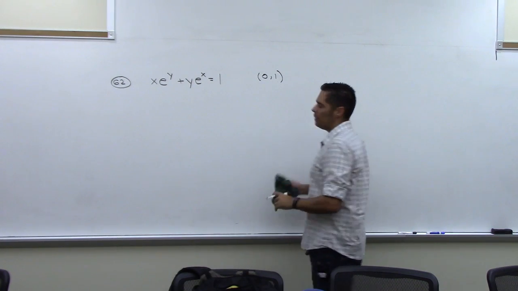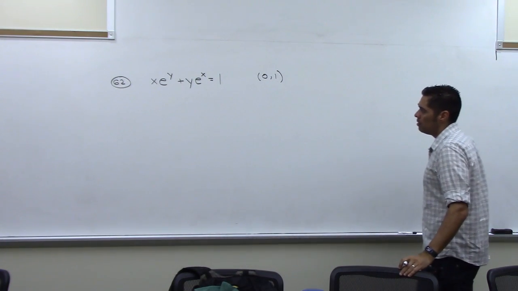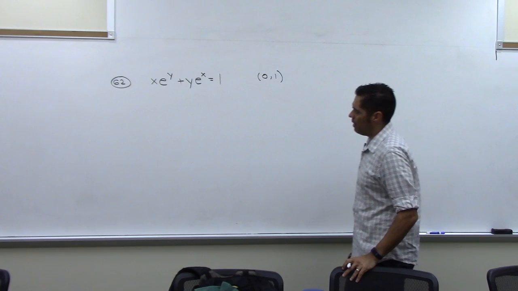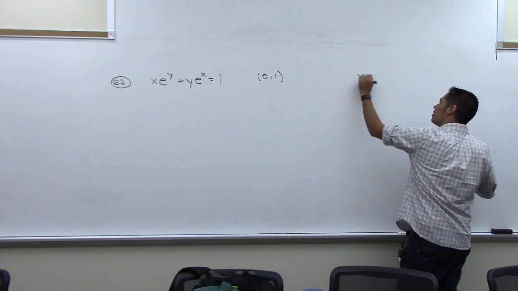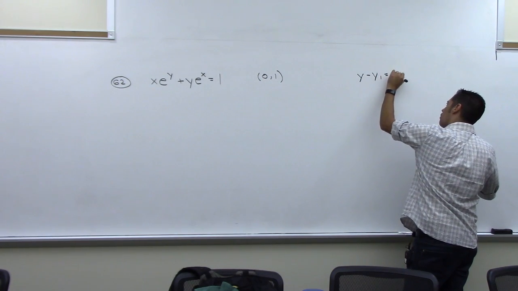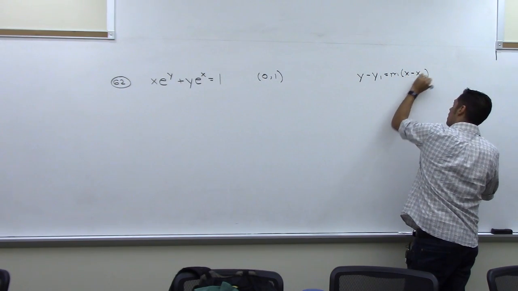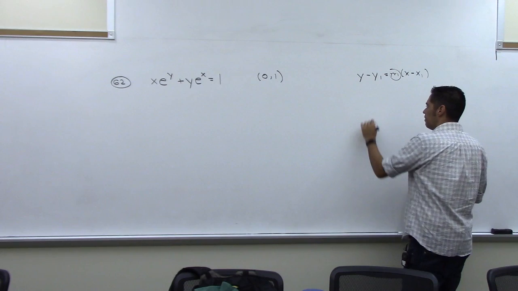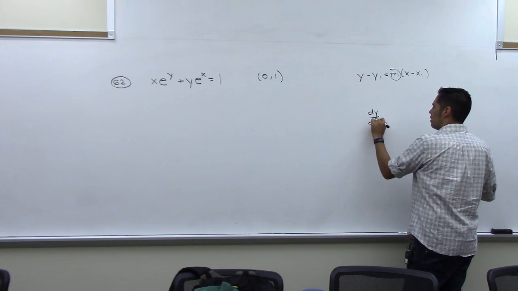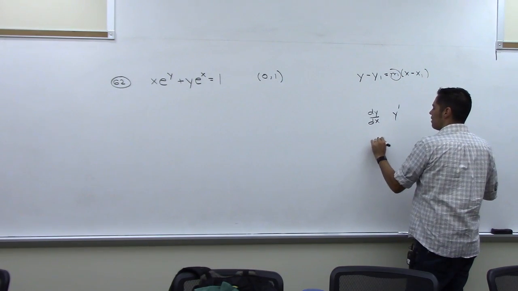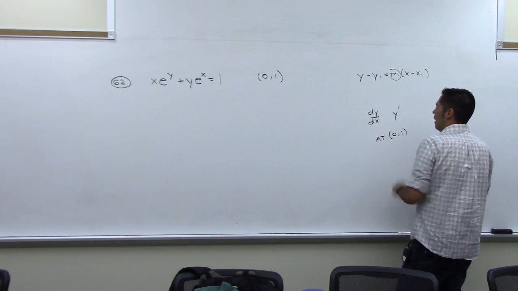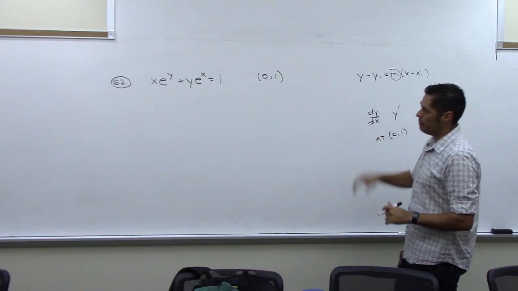All right, this is an implicit equation in the fact that we cannot solve for y or x easily. So we want to come up with this formula here, but we need to find m. M is going to be dy dx, or if you'd like, y prime, right? It's that at the point (0, 1). That's what m is. So I need to find y prime.